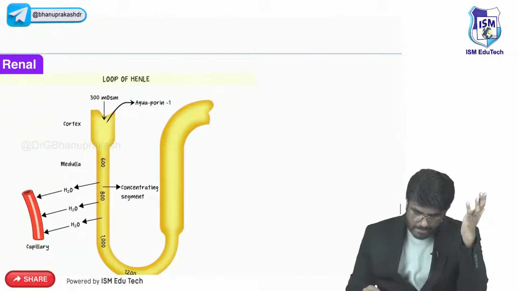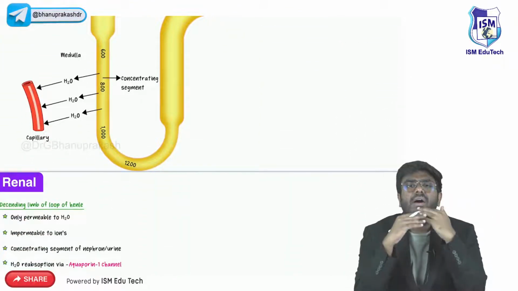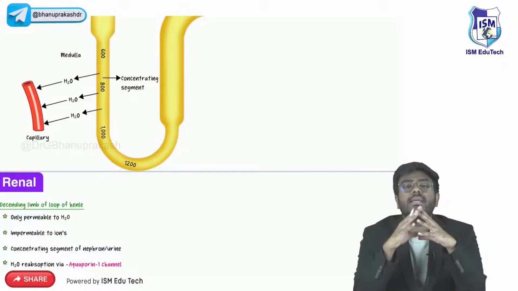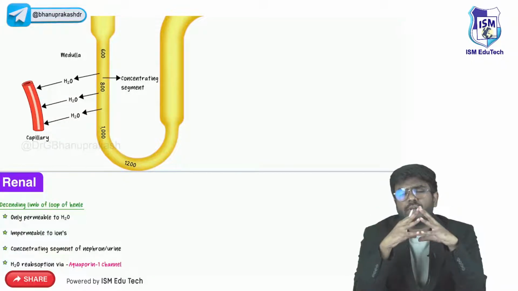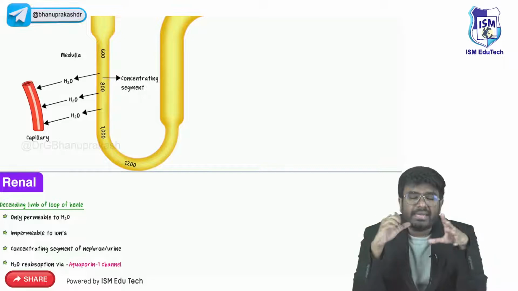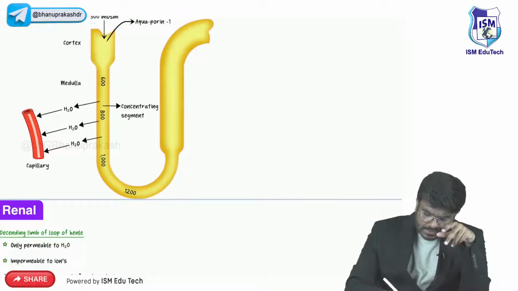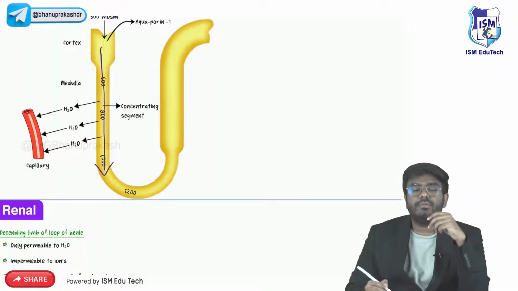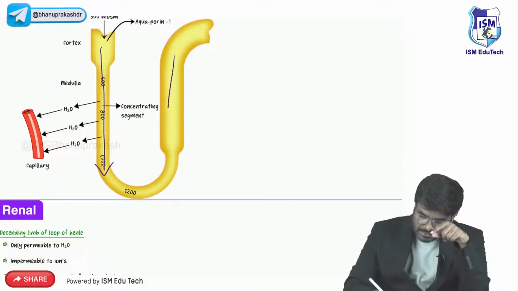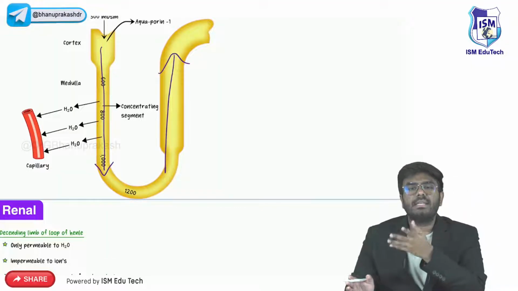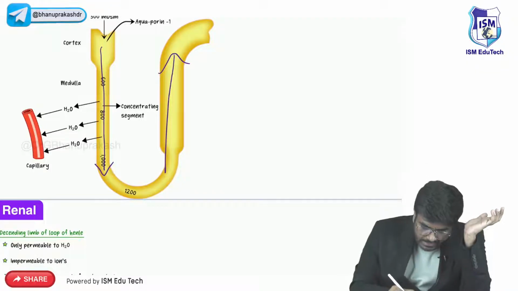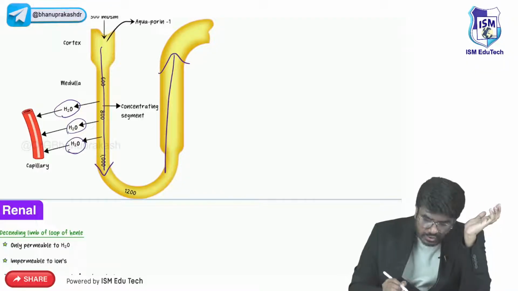Done. Now, after this, another thing you should know regarding the kidney part: look here, this is the descending limb of the loop of Henle, right? And this is the ascending limb of the loop of Henle. Descending limb, ascending limb. See, in the descending limb, you can clearly see water is being reabsorbed.